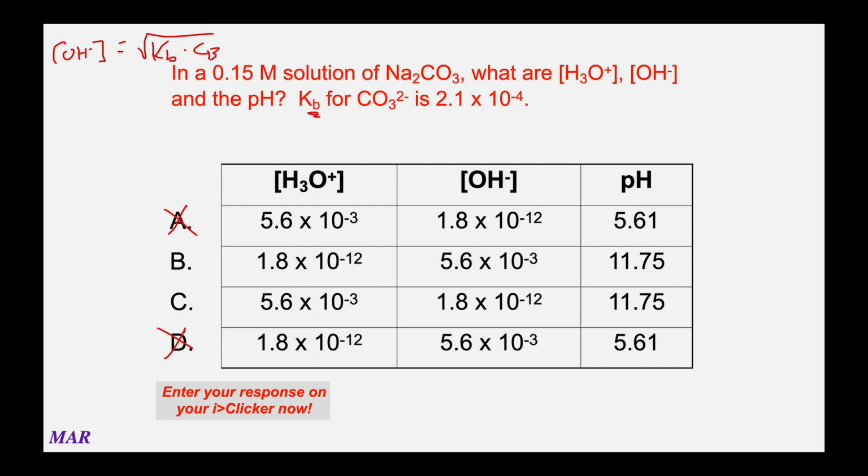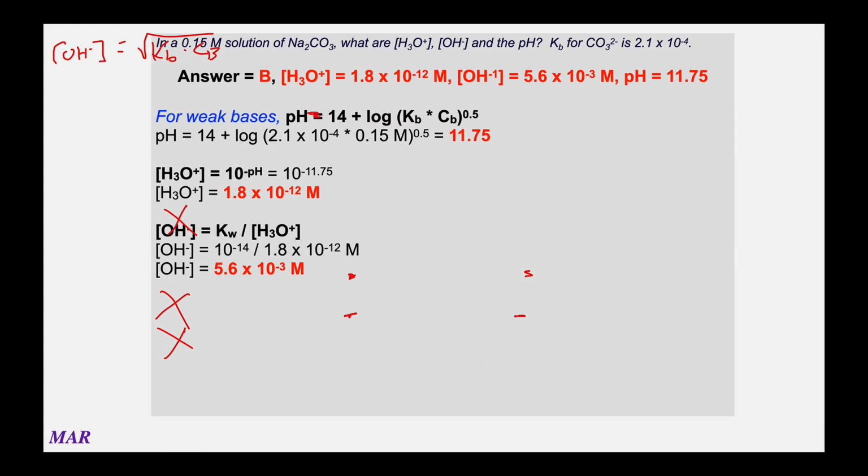Now, you can even go farther than this. If it's a base, your hydroxide concentration should be a bigger number than your hydronium concentration. So if you look at B and C, B has a smaller hydronium than hydroxide. 10 to the minus 12 is certainly smaller than 10 to the minus 3. C has a larger hydronium than it has hydroxide. If it has more hydronium, that means you're going to have an acid. You're not going to have a base if you have more hydronium than you have hydroxide. So by default, you can say answer B.